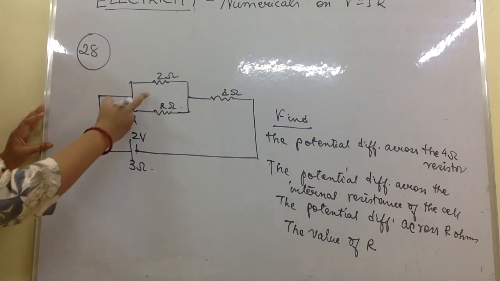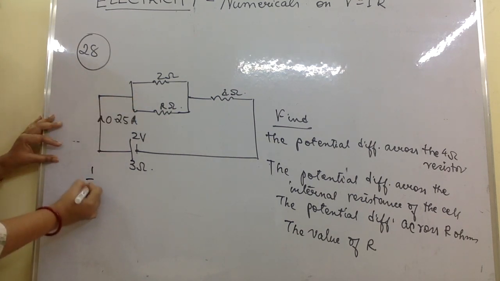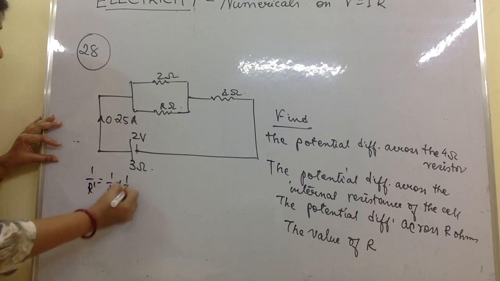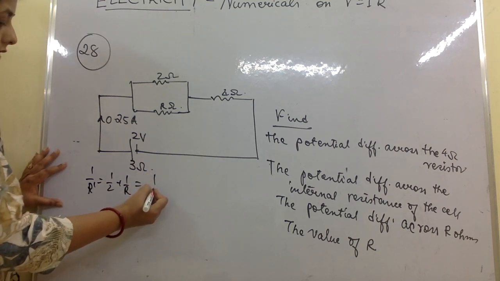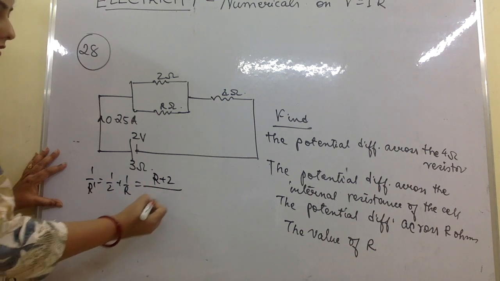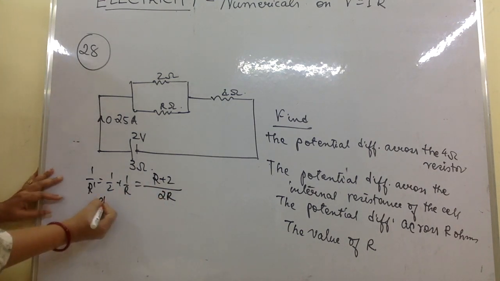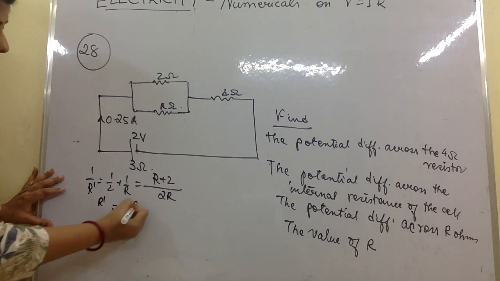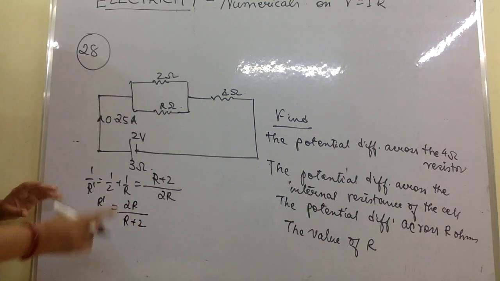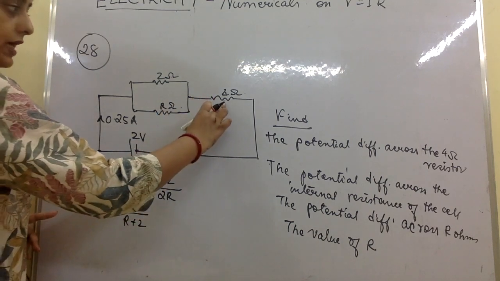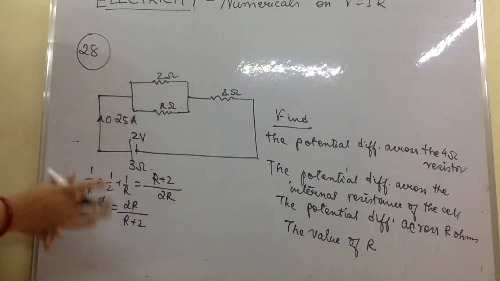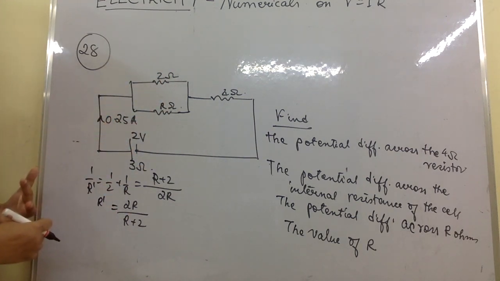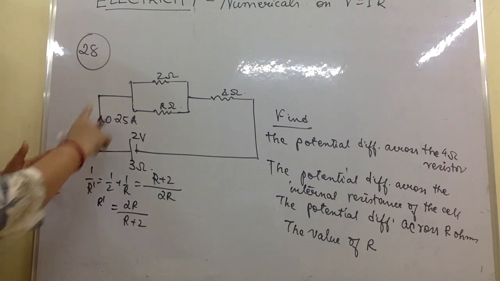So how much is this? This is 1 by R dash is equal to 1 by 2 plus 1 by R, which is R plus 2 over 2R. So R dash, for this parallel connection, is 2R by R plus 2, right? With that we'll have to add this resistance, and with that we'll have to add this resistance. When we add all these three, that makes the equivalent resistance of the circuit. So the total resistance of the circuit is all three added.